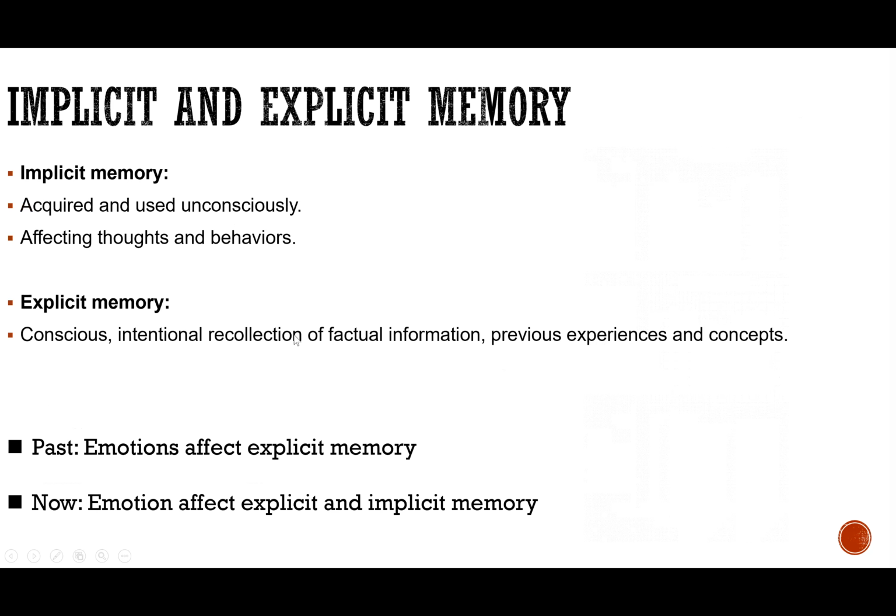In the early research, people found that emotion affects explicit memory of the individual but doesn't affect implicit memory. However, in recent studies, it has been found that emotion affects not only explicit memory but also implicit memory.